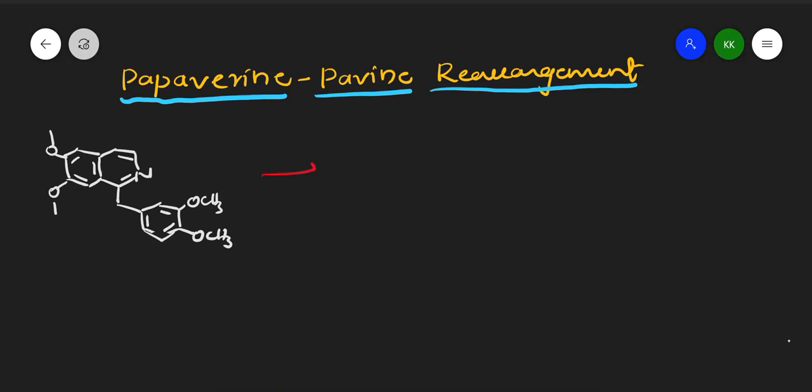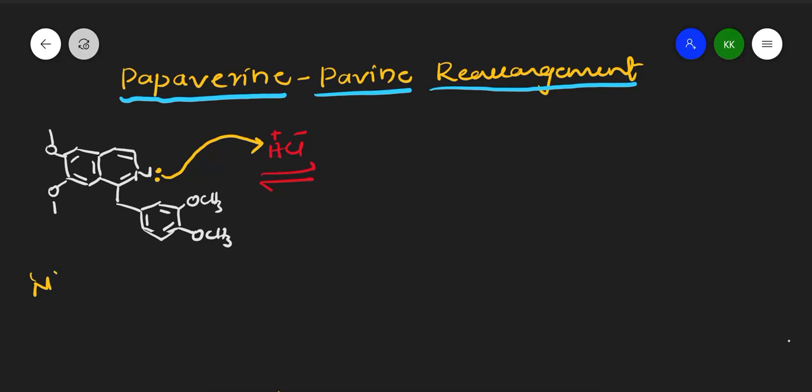To this, if I add HCl, there will be an equilibrium. HCl means there will be H plus and Cl minus. The nitrogen lone pair, which I am showing, is basic in nature, so it can give its electron density to the H plus, that is the electrophilic proton. It will easily give it because nitrogen in papaverine is basic. So it gave the lone pair, and we will get this structure again.